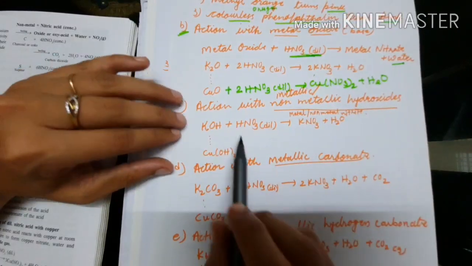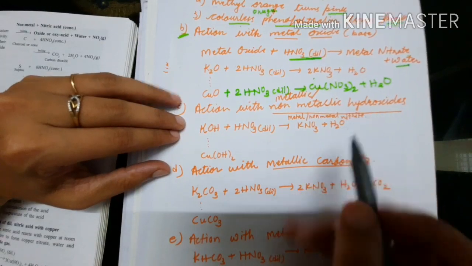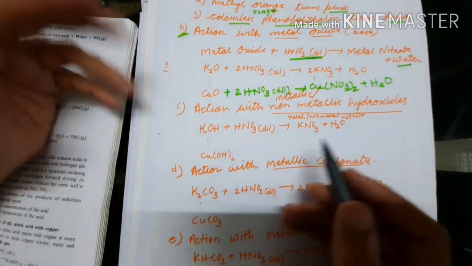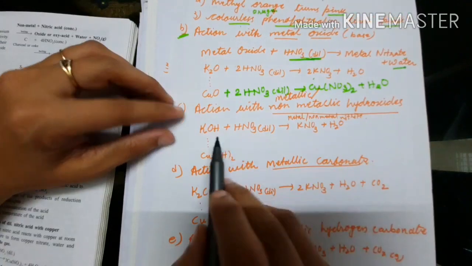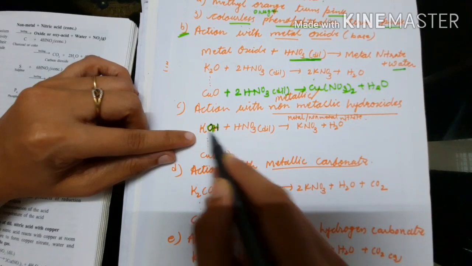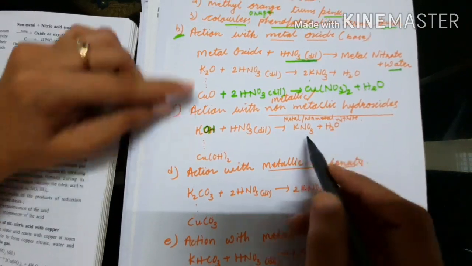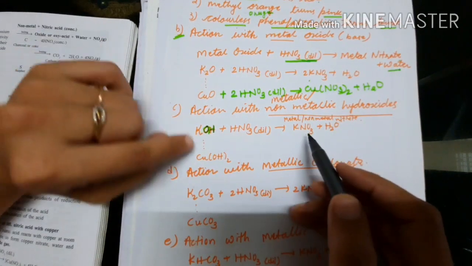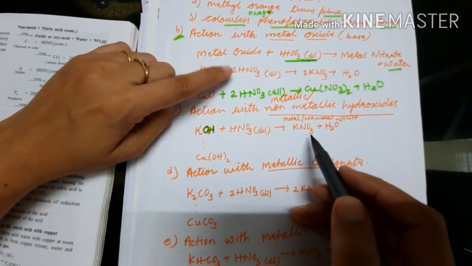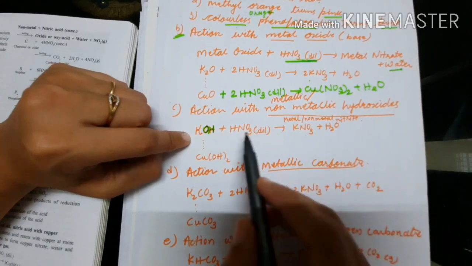Third one, action with metal hydroxide or non-metal hydroxide. You can take metal hydroxide or non-metal hydroxide, any you can choose. So, here this is the metal hydroxide, which means OH. So the metal hydroxide when it reacts with the HNO3 converts into the nitrate and water. Same thing here, but there the oxide and here the hydroxide. That's why here we need to balance it. Here it will balance automatically, no need to balance. Okay, so the same thing happens.